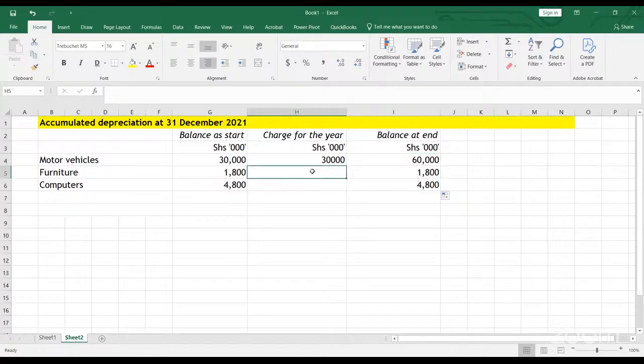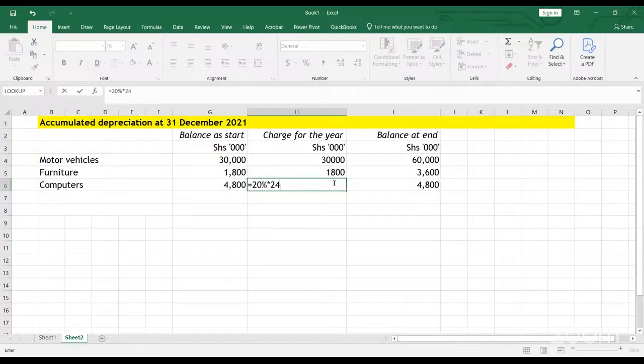Then for the furniture, how do they calculate depreciation? What is the rate for furniture? 15%, yes, 15% times the cost of furniture, straight line. What's the cost of the furniture? 12,000, which gives you 1,800. So that will be 3,600. Then the computers, what's the rate? 20% times the cost, which is 24,000, giving you 9,600. So these are the depreciation figures.